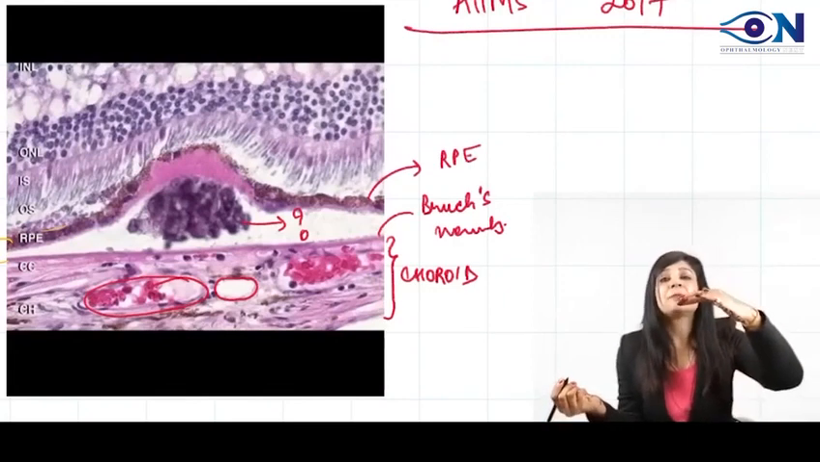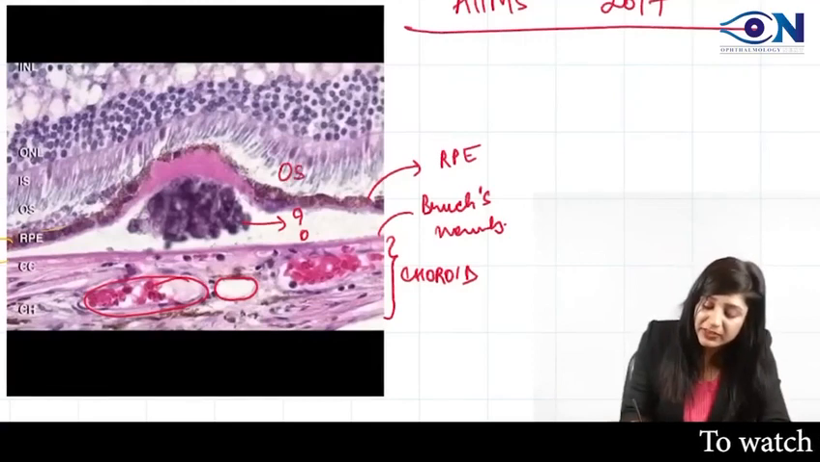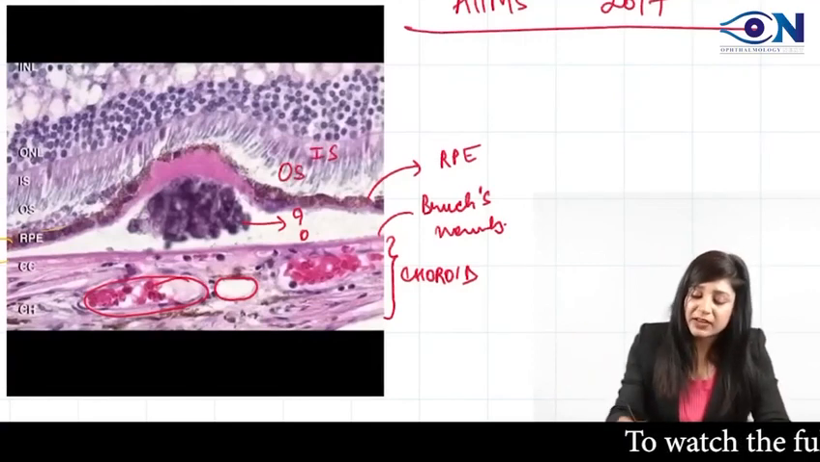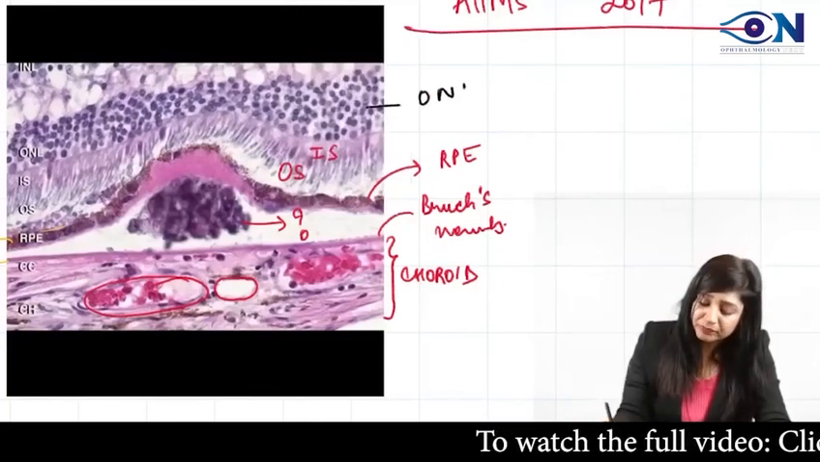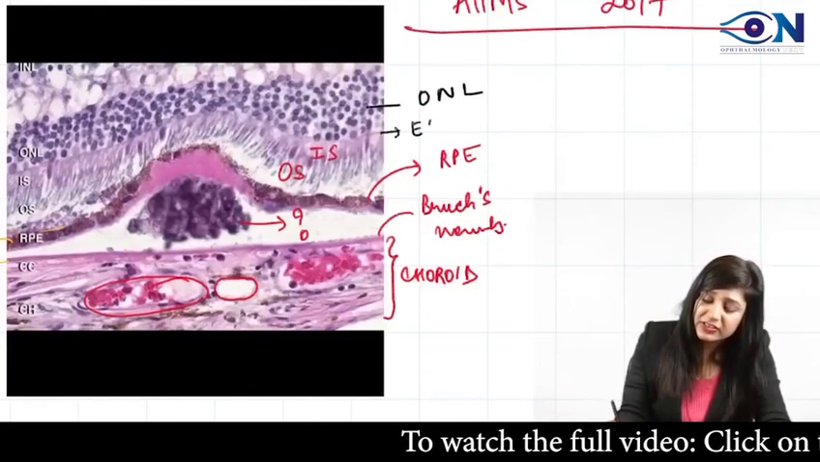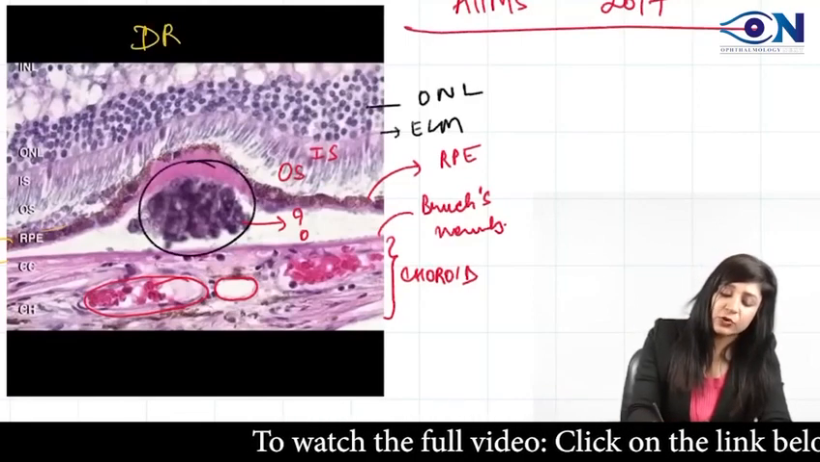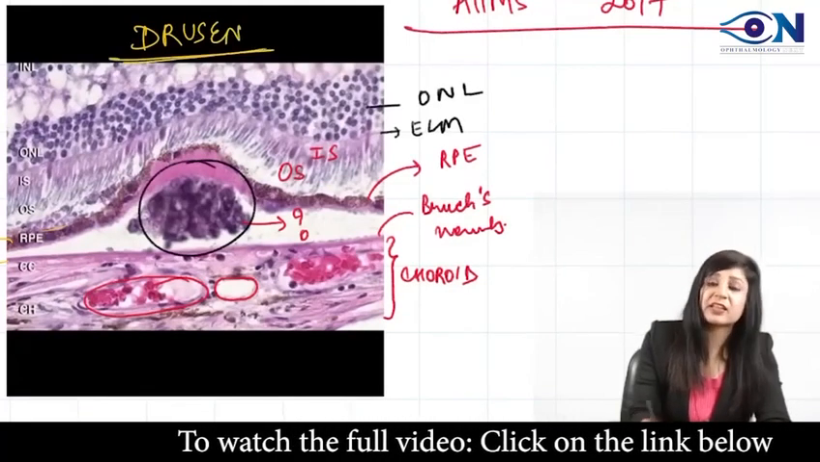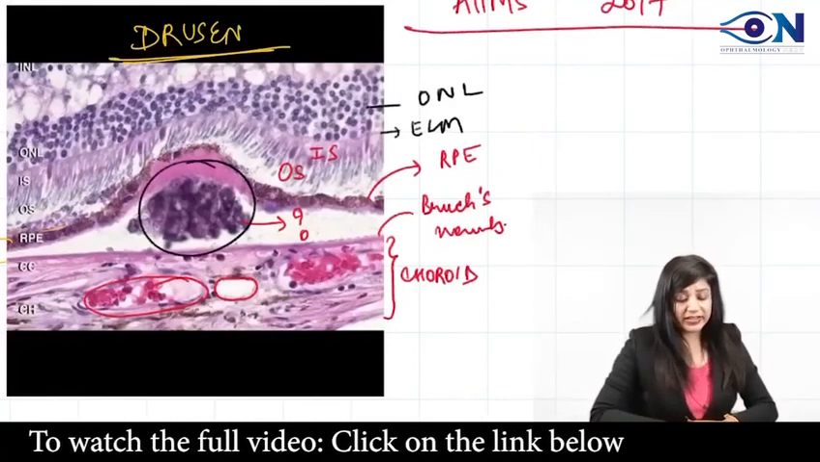After the darkly pigmented RPE layer, what was there? The layer of rods and cones. Rods and cones will have outer segment, inner segment. After that you can see this is the outer nuclear layer and this is the external limiting membrane. So what is this actually? Therefore, this is a drusen. Very, very important. Another histopathological question. You can see the retinal histology and you can easily answer.